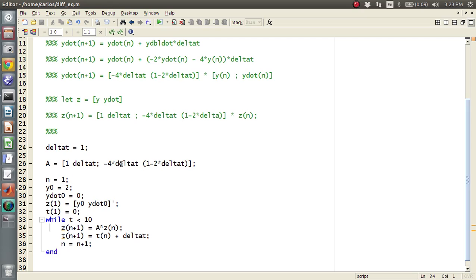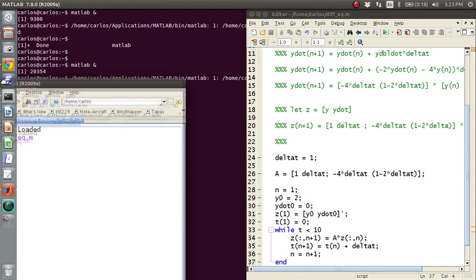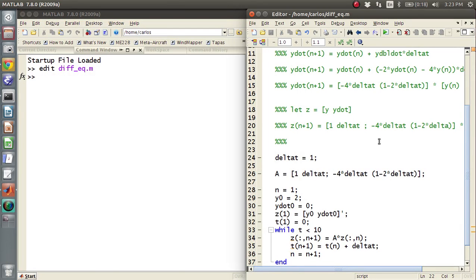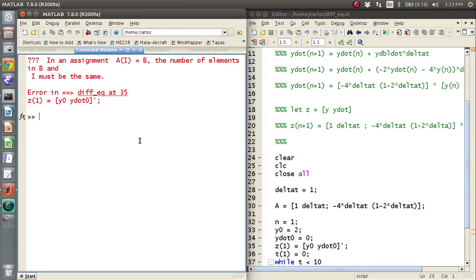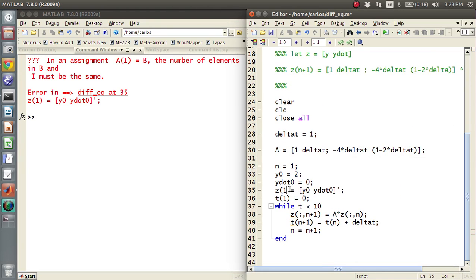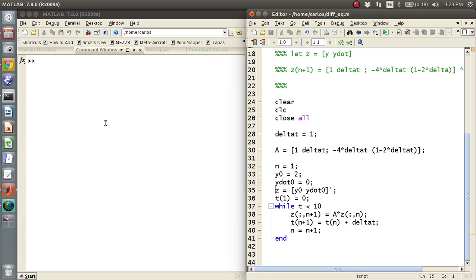Now there is an issue here. z needs to be a column vector. So what I want is z of all rows and then the column, because I need to make it a matrix. Let me show you what's going to happen. If I run this, let's do a clear, a clc, and a close all. It didn't like it, so I'm just going to say z, and it looks like it was okay.